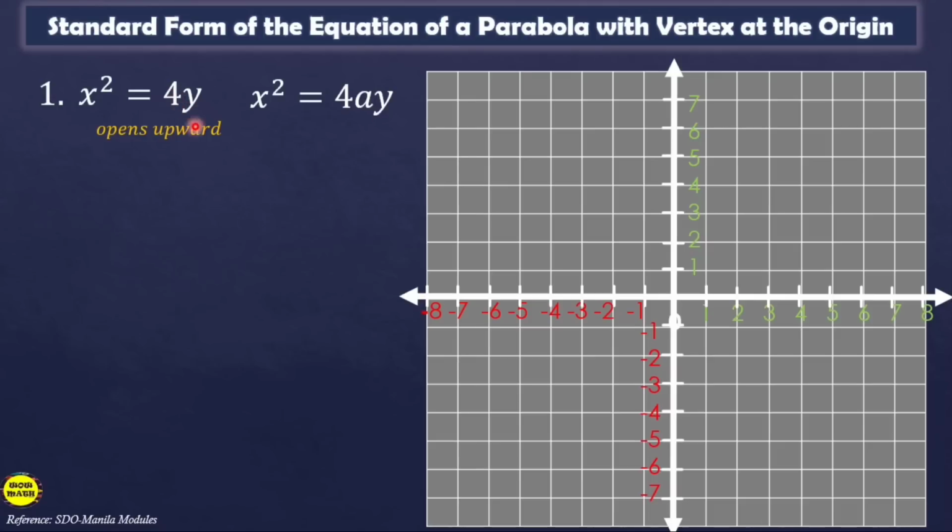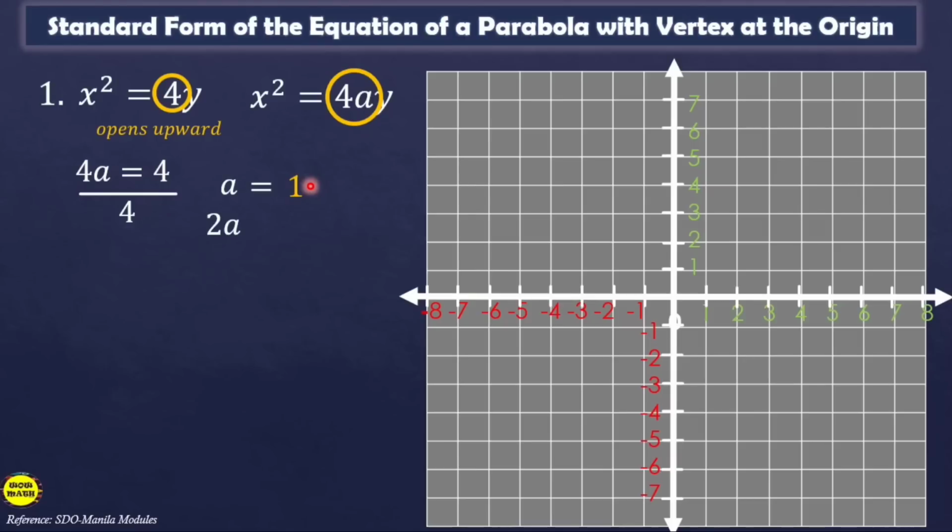So, after nito, anong unang kukunin natin? Ang unang kukunin nyo dito, class, is yung value ng a, yung focal distance natin, para makuha natin yung focus at directrix. So, paano natin makukuha yung focal distance natin? Yung 4a natin ay equal sa 4. Divide both sides by 4. Maka-cancel natin. 4a divided by 4, a na lang. That is equals to 4 divided by 4. The answer is 1. So, ibig sabihin, class, yung focal distance natin from the vertex is 1.